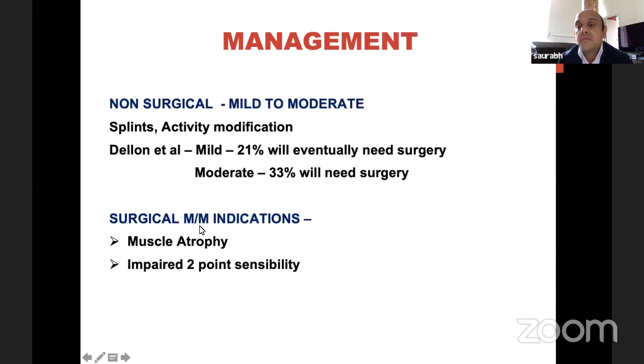Surgical indications, of course, are if it's a severe nerve compression or muscle atrophy. For any nerve, if you see any muscle involvement, dorsal interosseous wasting, then that means we've already missed the boat. That means the nerve is severely compressed. And the longer you sit on that nerve, the more muscle wasting will happen. So that's an indication to operate.